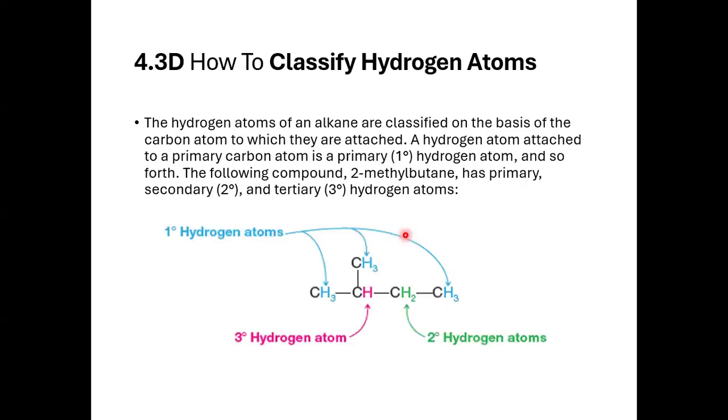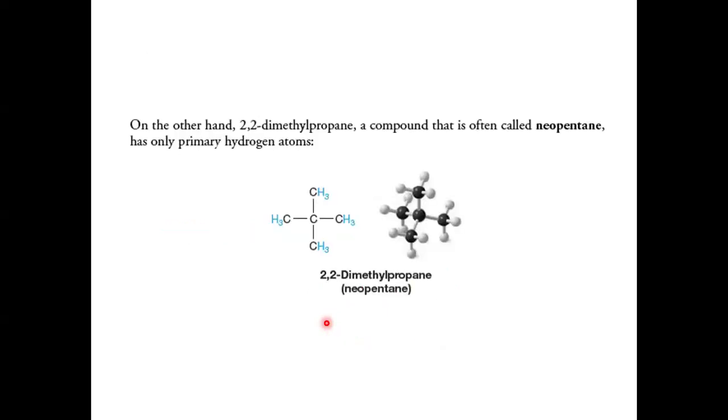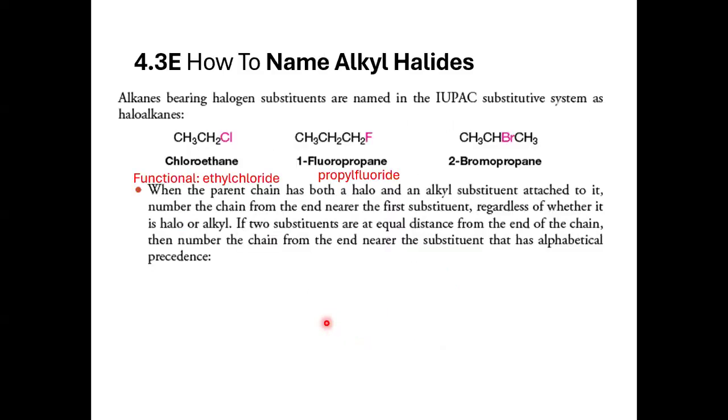But just know that we can classify hydrogens in a hydrocarbon as 1 degree, 2 degree, or 3 degree. A 2 degree hydrogen is bonded to a carbon that is bonded to two other carbons, and a 1 degree hydrogen is bonded to a carbon that is bonded to only one carbon atom. A 3 degree hydrogen is bonded to a carbon that is bonded to three other carbon atoms.